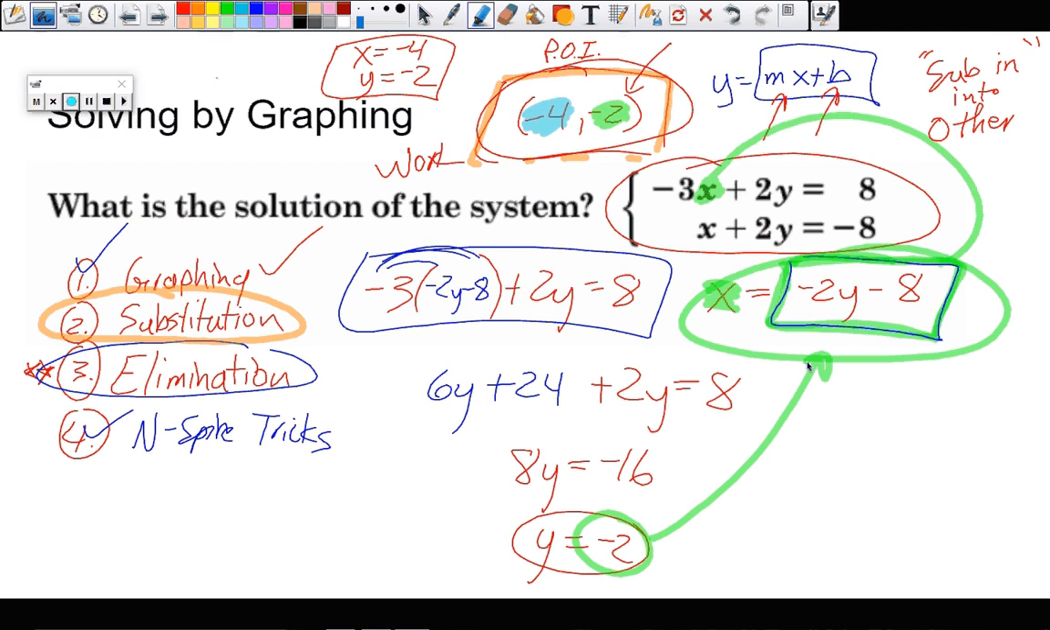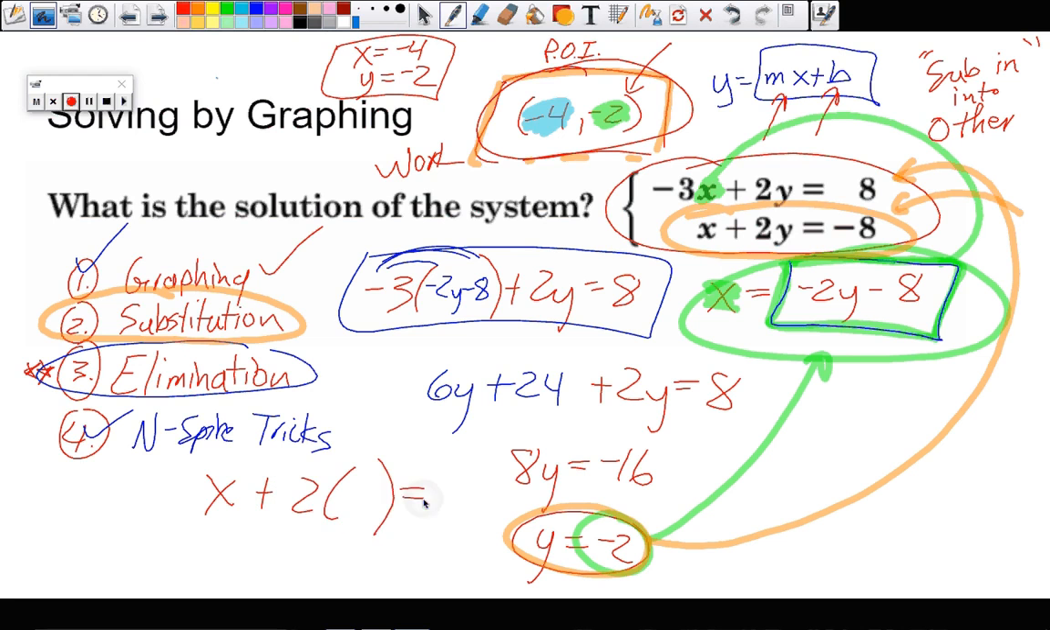So that's what I always suggest, just to help people out as far as the headaches and whatnot, is try to plug what you got in one of the original equations. I would probably use this one right here. So here we go. We have x plus 2 parentheses is equal to negative 8. And if I plugged in my negative 2 for y, I get x minus 4 is negative 8. And if I add 4, x is equal to negative 4. Right here. I just showed you by substitution with no calculator what the calculator showed you by graphing.